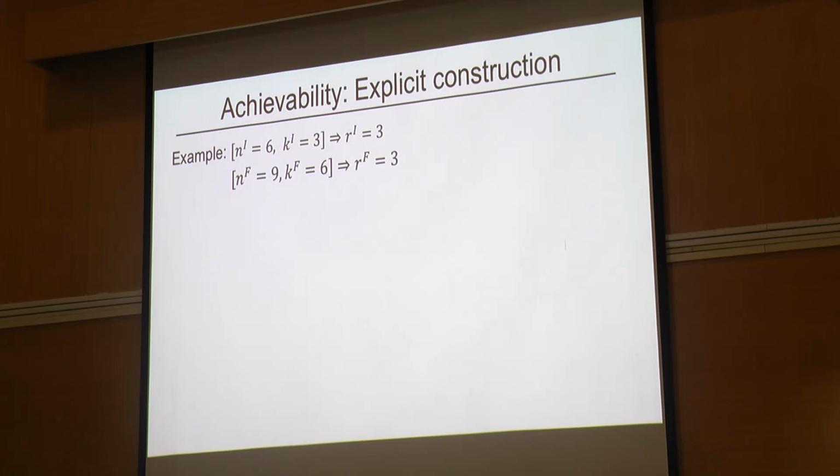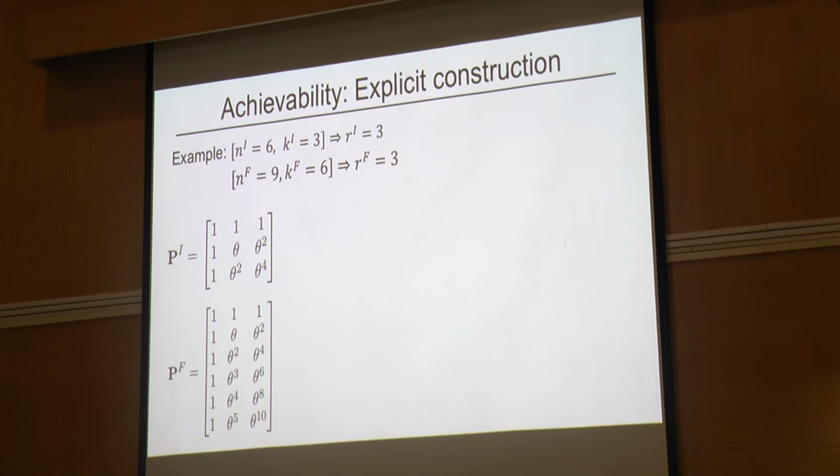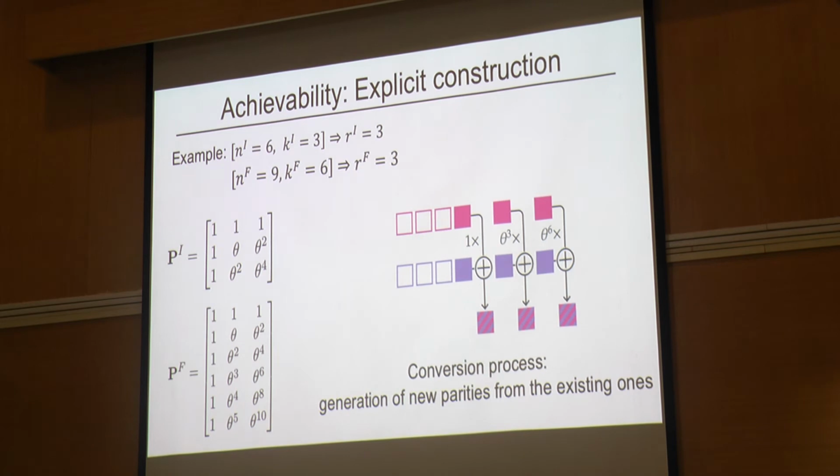Okay, so in this case, the construction will specify that Pi is of this form and Pf is of this form. So now here, let's see how the conversion happens and why this works. The 2 rows are the 2 initial code words, and empty blocks are data blocks, shaded blocks are parity blocks. So data blocks will be retained as is.